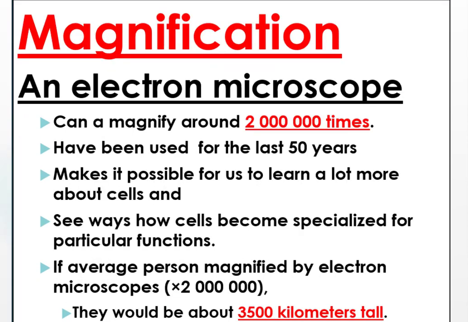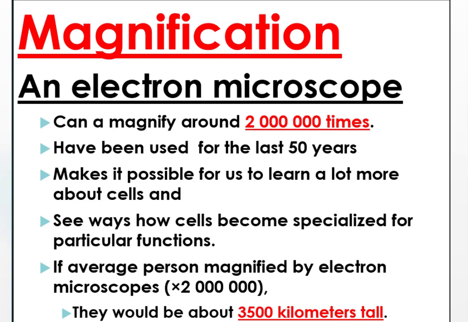When we look at the magnification power of the electron microscope, it can magnify around 2 million times. Electron microscopes have been used for the last 50 years. It is the latest and the youngest device to magnify microorganisms to be seen by the human eye.